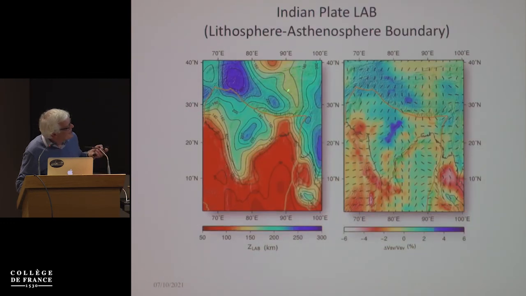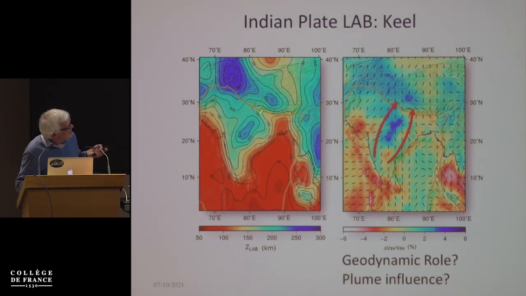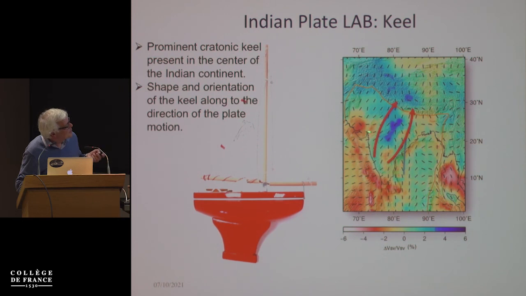And what we see is that if you look at the lithosphere-asthenosphere boundary, we have this map. And we see this keel here, which is basically southwest-northeast, and the orientation of anisotropy around this keel. And so we can wonder what is the role of this keel. What we propose is that this keel is like when you have a boat, you have a keel, and so this prominent keel is important from the geodynamic point of view because the shape and the orientation of the keel along the direction of the motion probably play an important role in the geodynamics.